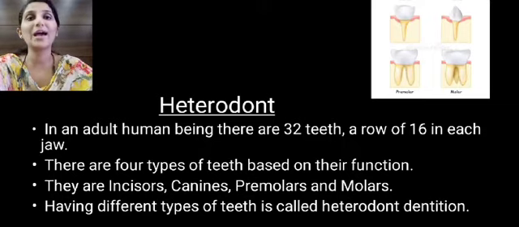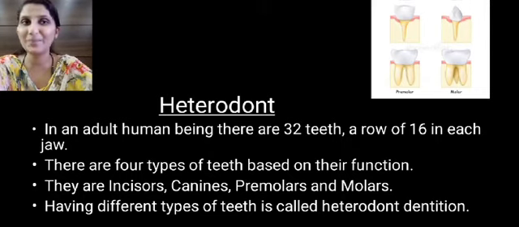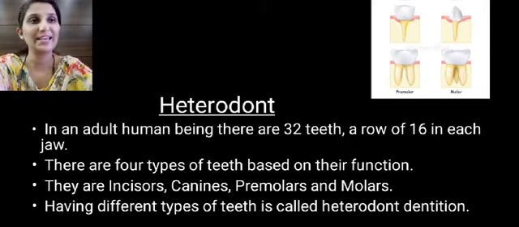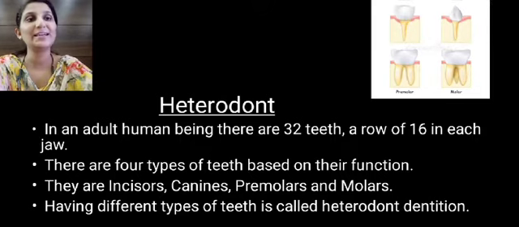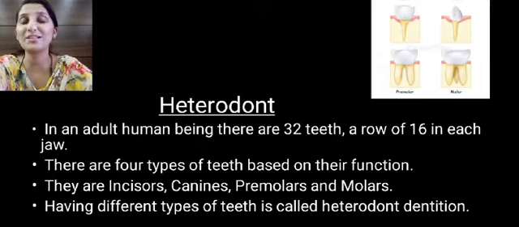Just because we have 4 different types of teeth in an adult human being, the dentition in humans is called heterodont. Is it clear? We have 4 different types of teeth: incisors, canines, premolars, and molars, based upon their shape and the function they perform.